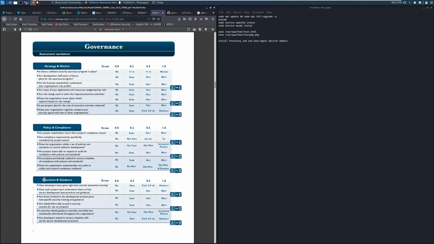Okay, so our security practice is education and guidance. And what is actually this page about? It's the assessment worksheet. So you can use this table if you are, let's say, trying to start with OpenSAMM in your own company. Before you actually start, you need to know what your current level is in certain areas, right? And this assessment worksheet actually helps you to do exactly that. So these are questions, and if you answer them, you will get basically the answer of what your level of maturity is according to OpenSAMM.